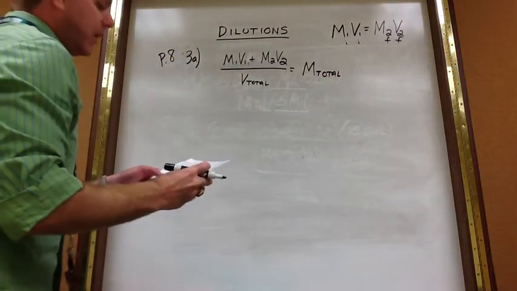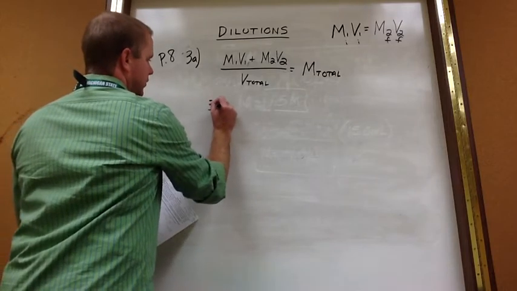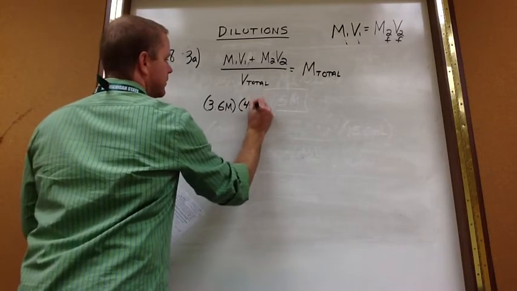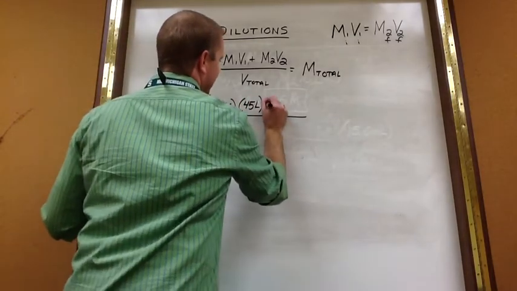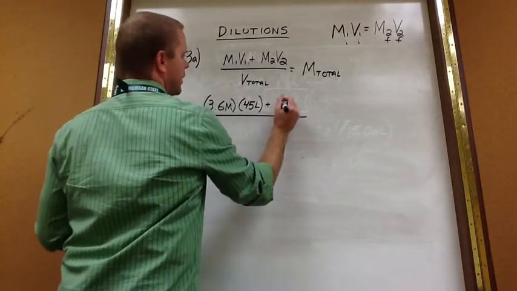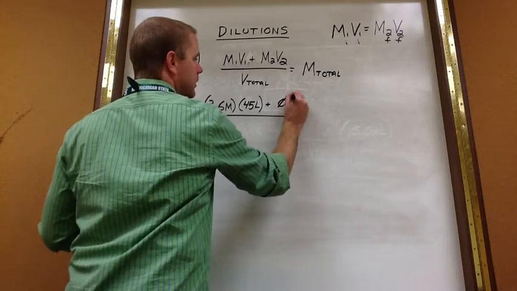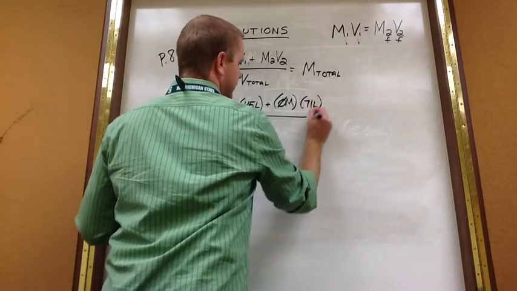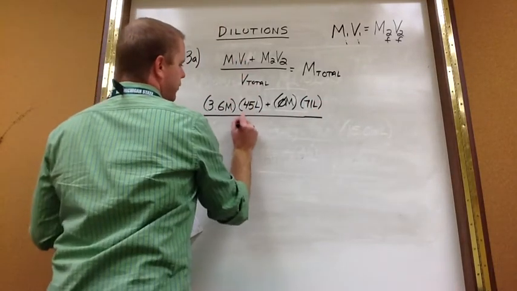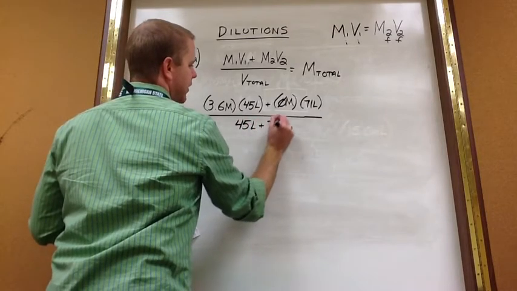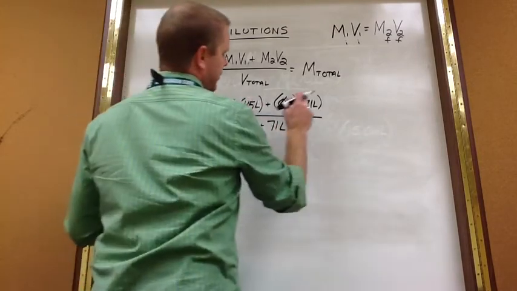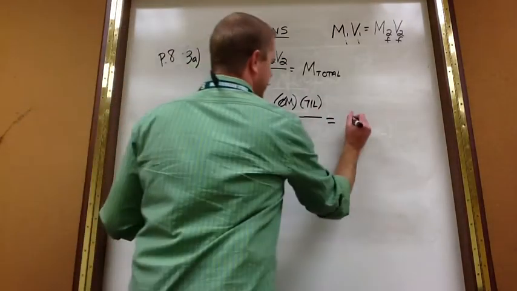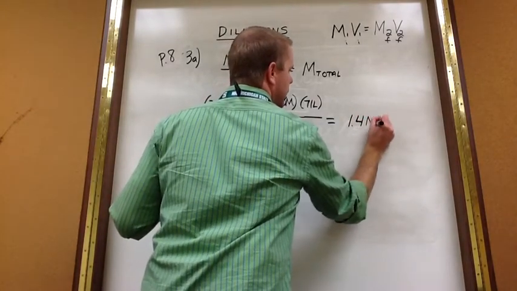So in this one you're told you have 45 milliliters of 3.6 molar solution. So 3.6 molar times 45 liters of it, plus 71 liters of water. Well, what is the molarity of water? It's 0 molar. It doesn't have one. It's water. And there are 71 liters of it. Well, total volume would be 45 liters plus 71 liters. 2 sig figs. Therefore, you do the math, you round it to 2 sig figs. The answer is 1.4 molar.